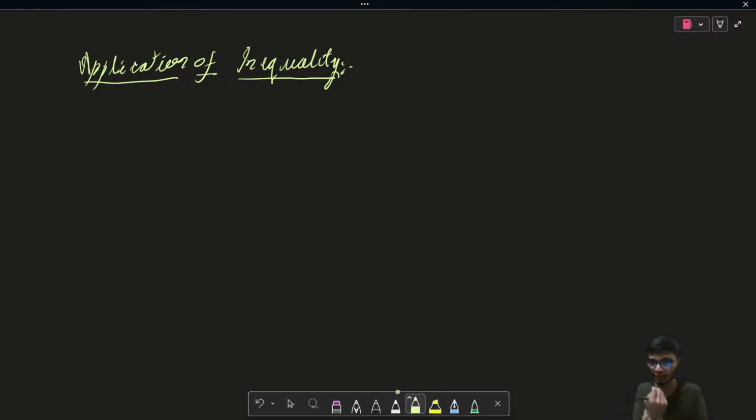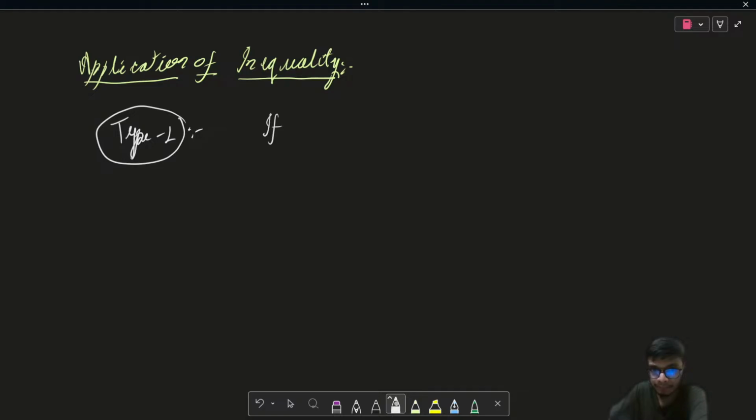We try to find the bound of the function in terms of a simple integrable function, for which the definite integral is easy to find, and then we say that the value lies between the following results. So let's quickly see some of the important results, starting with type 1 of the applications of inequality.